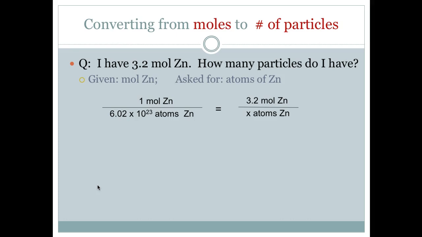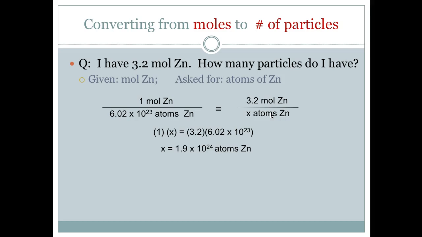I like to read this to myself as a sentence. So basically this proportion to me says that 1 mole of zinc equals 6.02 times 10 to the 23rd atoms of zinc. Therefore, 3.2 moles of zinc must equal X atoms of zinc. From here, I cross multiply and I solve for X to find that 3.2 moles of zinc equals 1.9 times 10 to the 24th atoms of zinc. Does this answer make sense? Well, 3.2 is more than 1, so our answer should be more than 6.02 times 10 to the 23rd, and it is. It's always good to common sense check your answers when you're done.